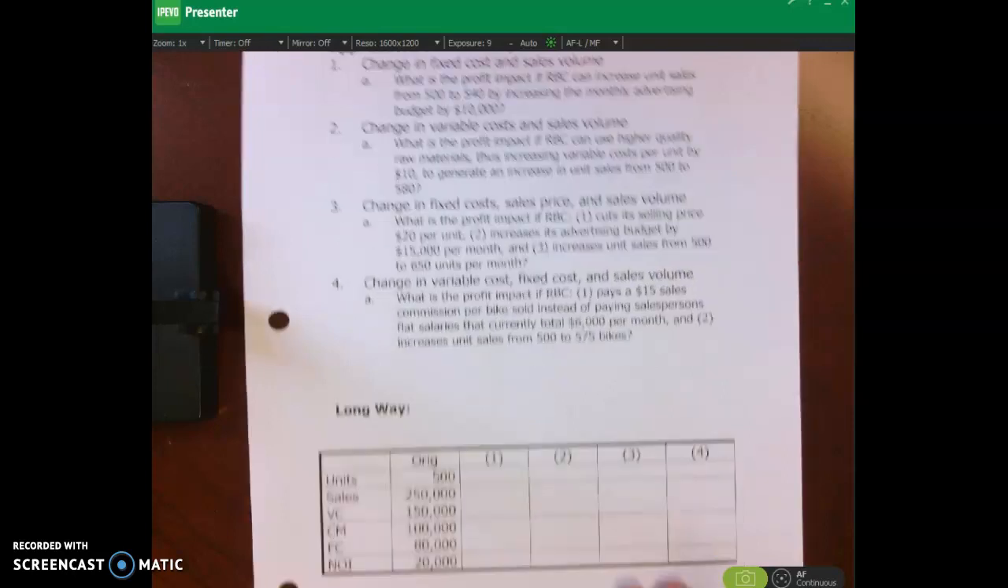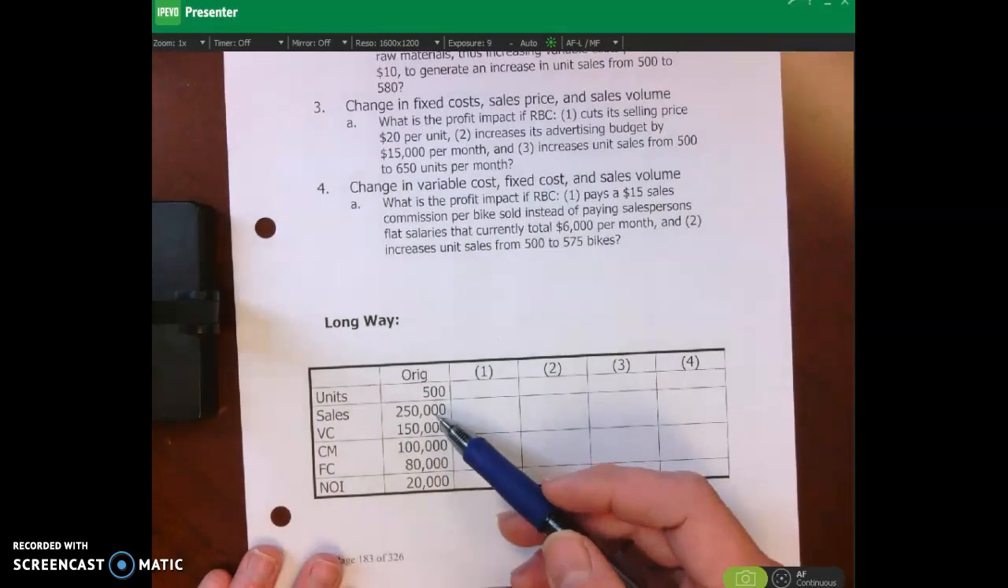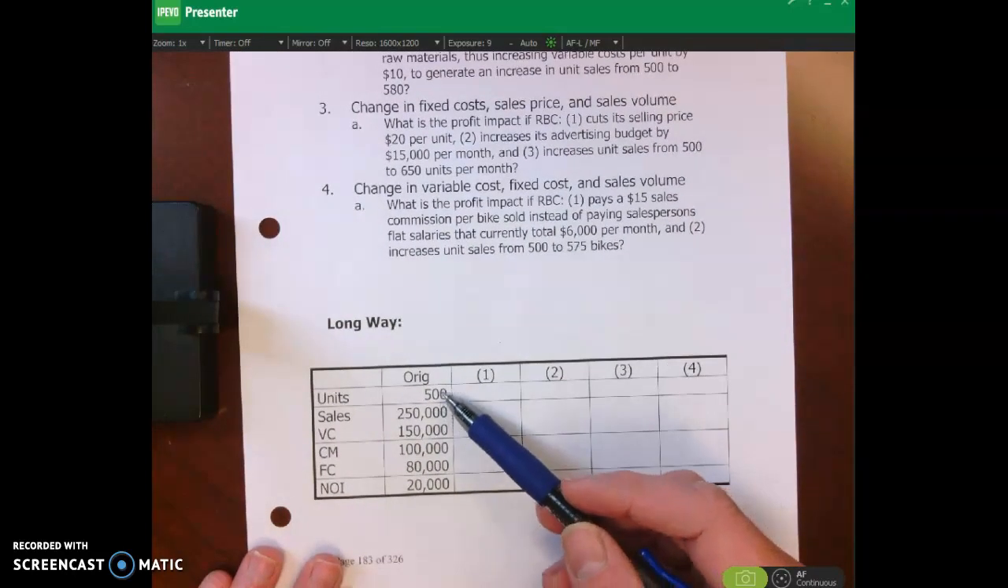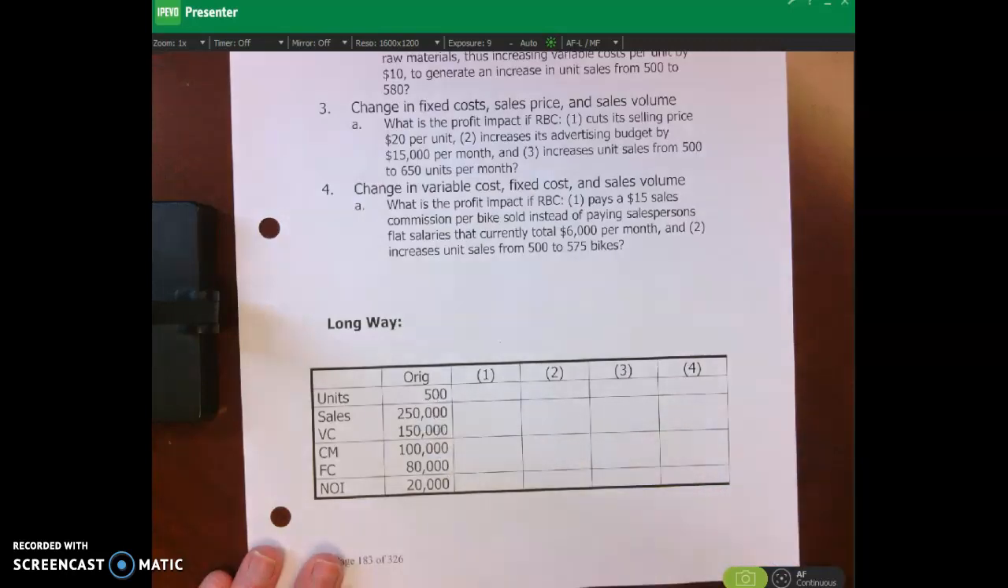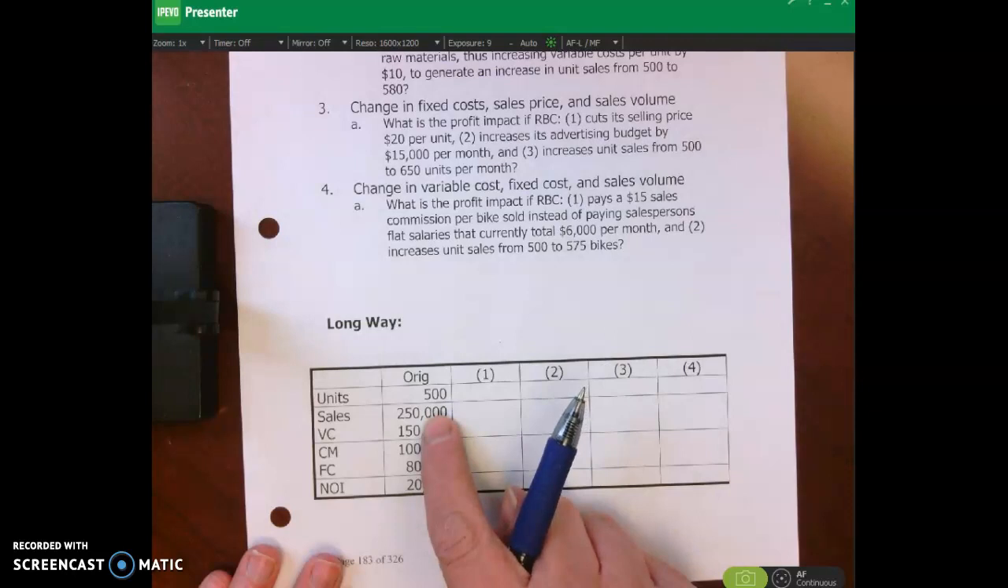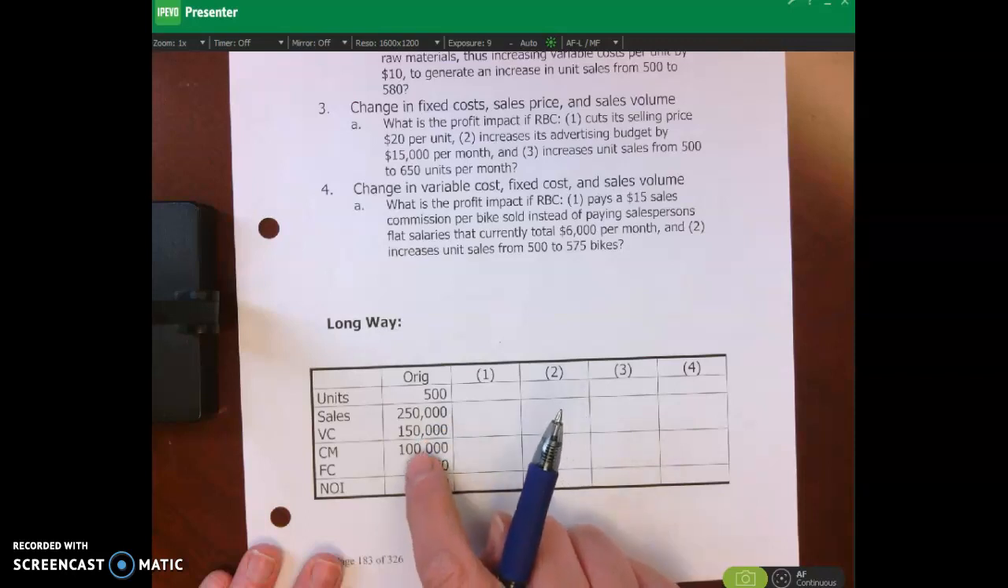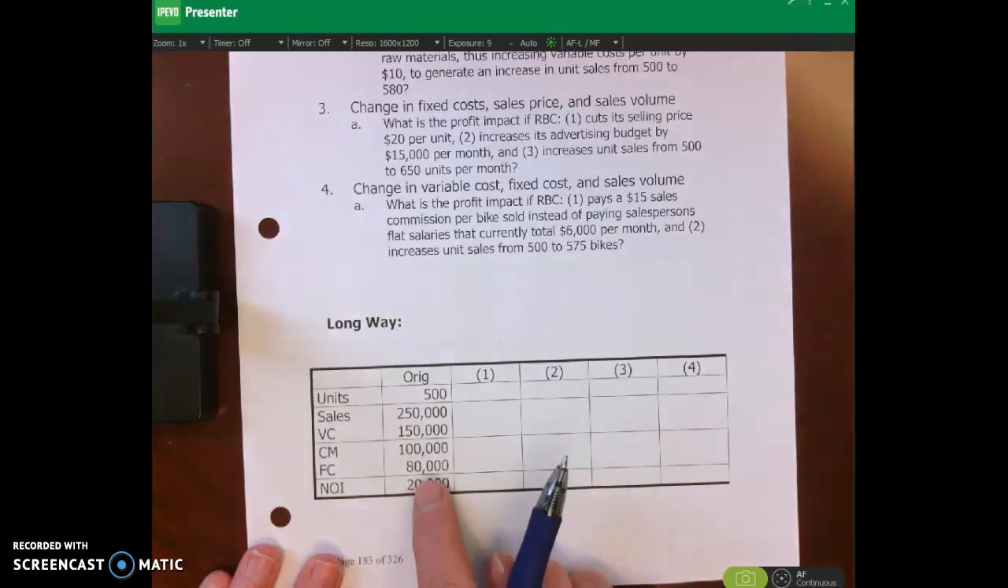Okay. So here's our original baseline scenario. And we know that we are selling 500 bikes for a total sales of 250, total variable expenses at 150, total contribution margin of 100,000, total fixed cost of 80, and then net operating income of 20. And we know from looking at that prior page, or just doing division right here, our selling price is $500 a unit, variable expenses in the baseline 300, contribution margin per unit is 200, then fixed costs stay the same, 80,000, then net operating income.